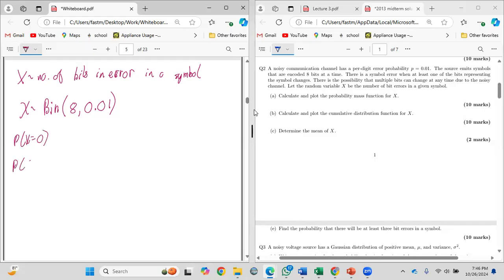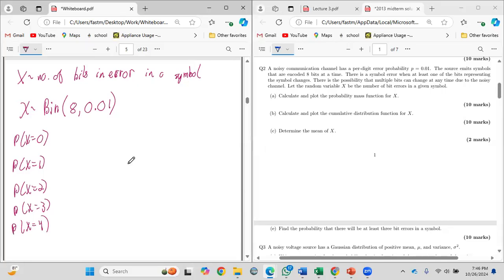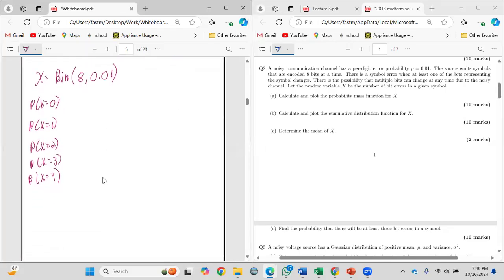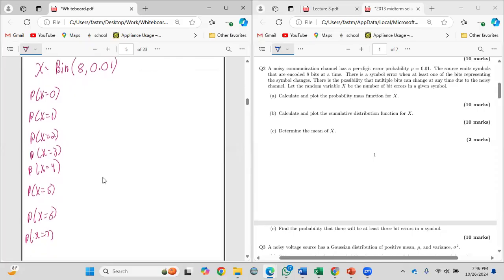We could get 1 bit flipping. We could get 2 bits flipping. 3, and we could go straight down to 8, which I may not have enough space for, so I'll zoom in. 4, 5, 6, 7, and the last one in the space, 8. So 1, 2, 3, 4, 5, 6, 7, 8. So 1 bit could flip, 2 bits, 3 bits, 4 bits, 5 bits, 6 bits, 7 bits, and all the bits could flip in the symbol of 8 bits.